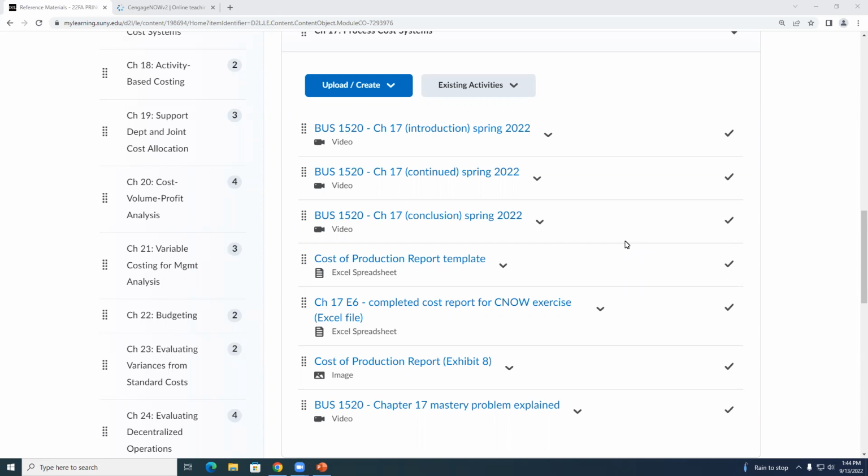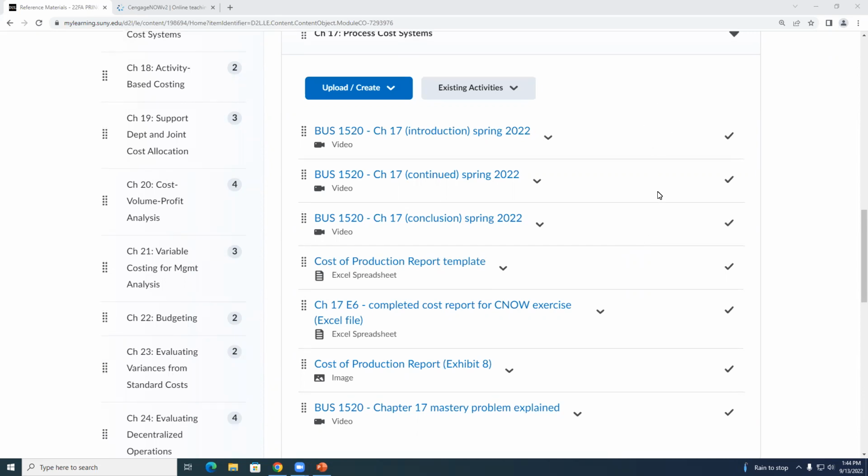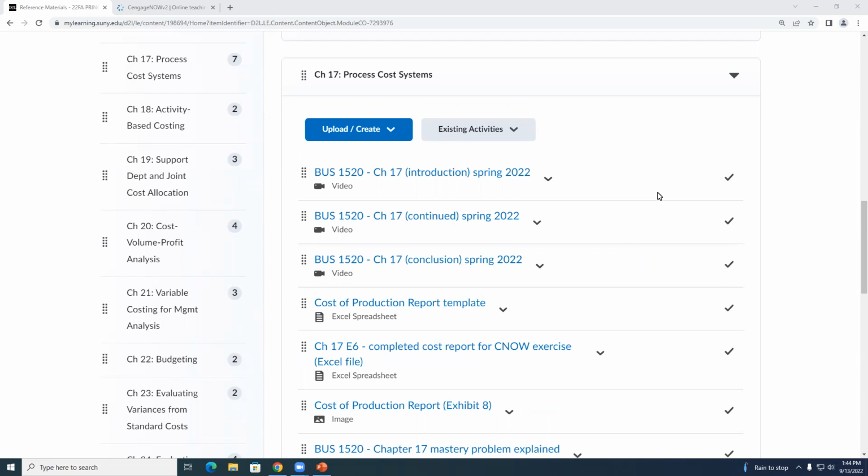I'll do just a very quick overview of what I had asked you to complete on your own during my absence last week. And I want to start with the chapter 17 reference materials folder. So what you're seeing right now is Brightspace. I went to the reference materials area and I went down to the chapter 17 folder.